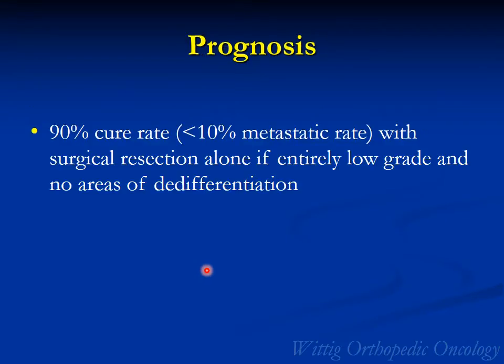Prognosis is a 90% cure rate or less than 10% metastatic rate with surgical resection alone of a low-grade intraosseous osteosarcoma, and as long as it's entirely low-grade and there are no areas of dedifferentiation.